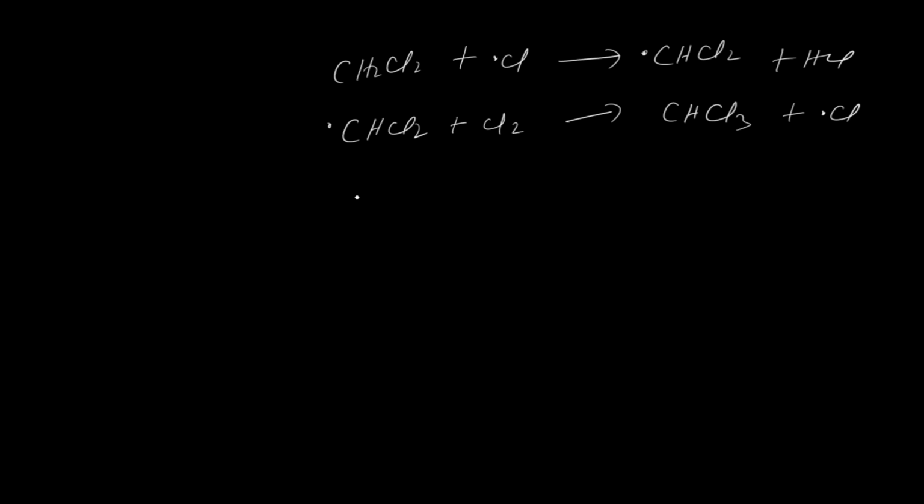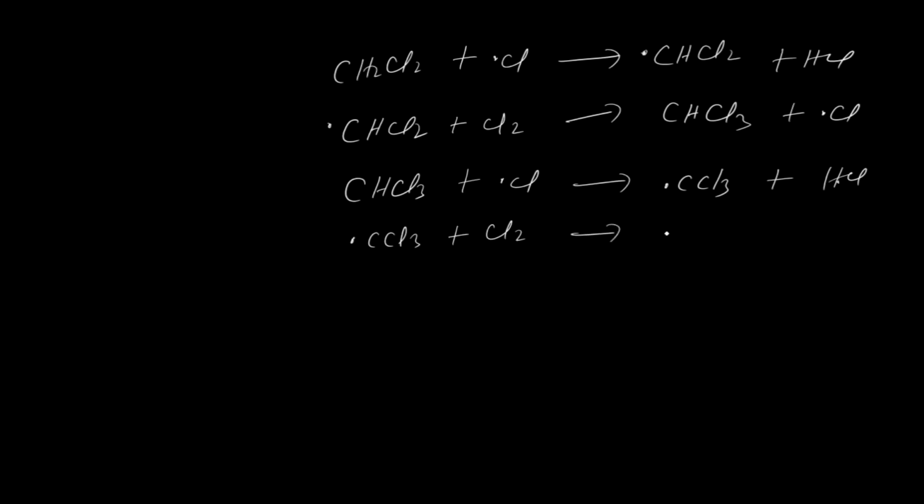Again one free radical is there, and this chloroform CHCl3 will react with the free radical and form CCl3 free radical plus HCl. HCl is formed over here, and again this CCl3 free radical will combine with Cl2 to form CCl4, carbon tetrachloride, plus a Cl free radical. All this progress happens in chain propagation.